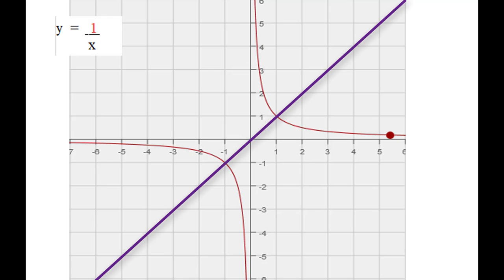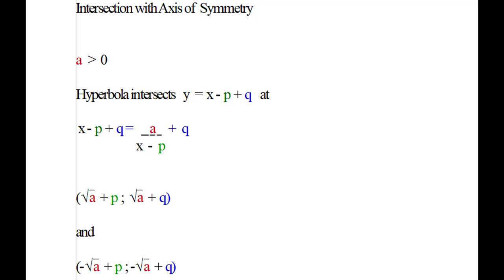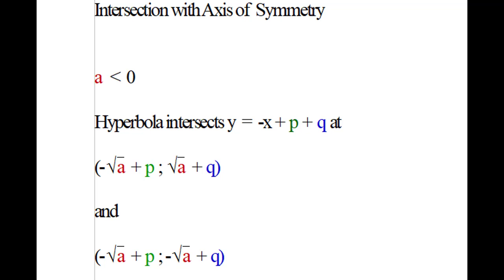If you have a hyperbola with a greater than 0 and you want to check where that intersects with the axis of symmetry, you basically take the equation for the hyperbola and the equation of the line of symmetry, make them equal to each other and solve for x. You do that fairly complicated calculation, and in a general sense you'll come out with this. Similarly, if a is less than 0, you'll come out with these particular coordinates. This is easily explained by an example.